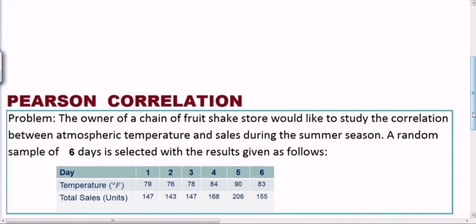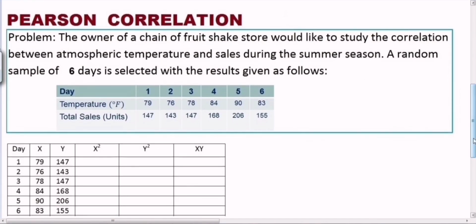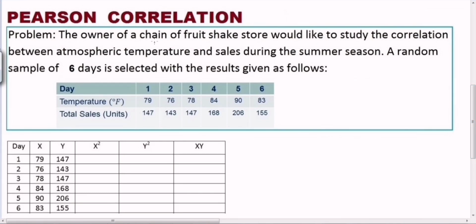So, in this case, guys, we will use Pearson R. So, our example in here is the owner of a chain of fruit shake store would like to study the correlation between atmospheric temperature and sales during the summer season. A random sample of 6 days is selected with the results given as follows.